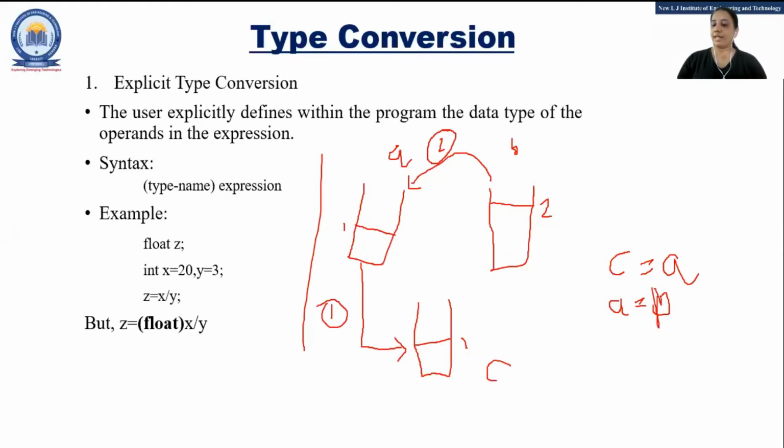Okay, I need to write A equal to B. Then next is what? Whatever C, the temporary jug we have taken, that will be moved to A. That means this should be the third process. So the last step should be what? B equal to C. Right? C equal to A, A equal to B, now B equal to C.